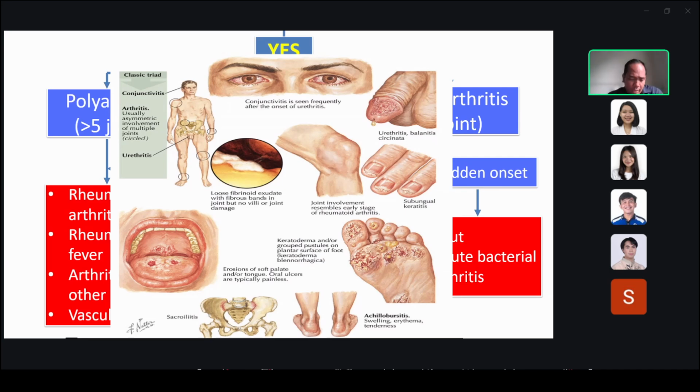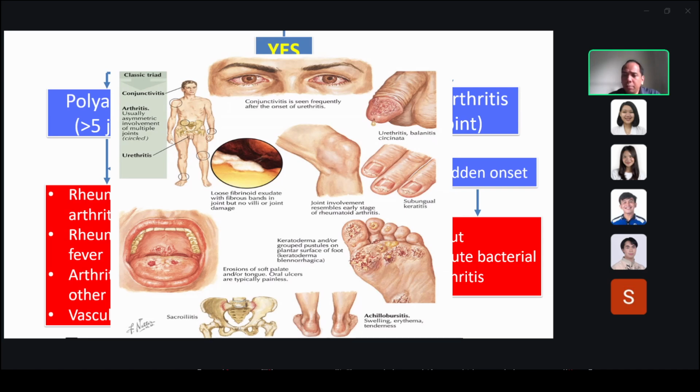So they are promiscuous, meaning they have many sexual partners, and then they go to your clinic with knee pain. But upon history taking, you note that their eyes are red, and then they will tell you, "Doc, I also have discharge from my genital organ." And then think of this condition, reactive or Reiter syndrome.